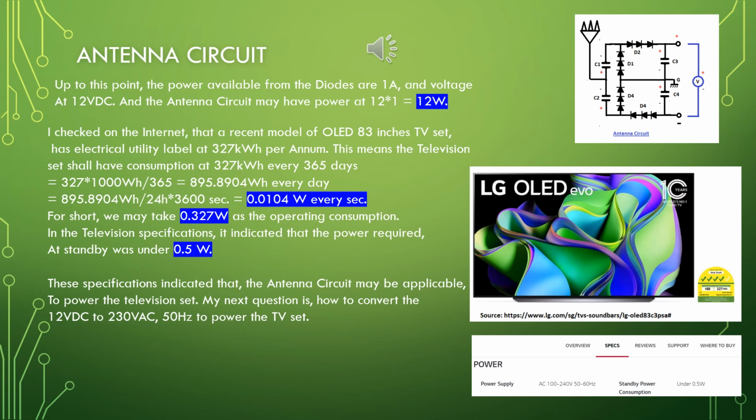My next question is how to convert the 12 volt DC to 230 volt AC 50 Hz to power the television set.